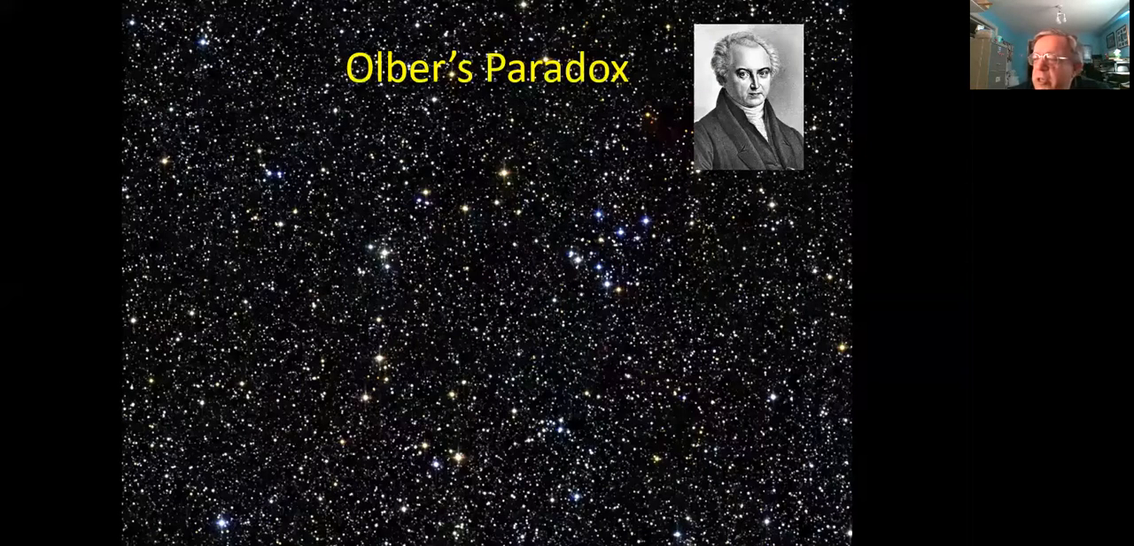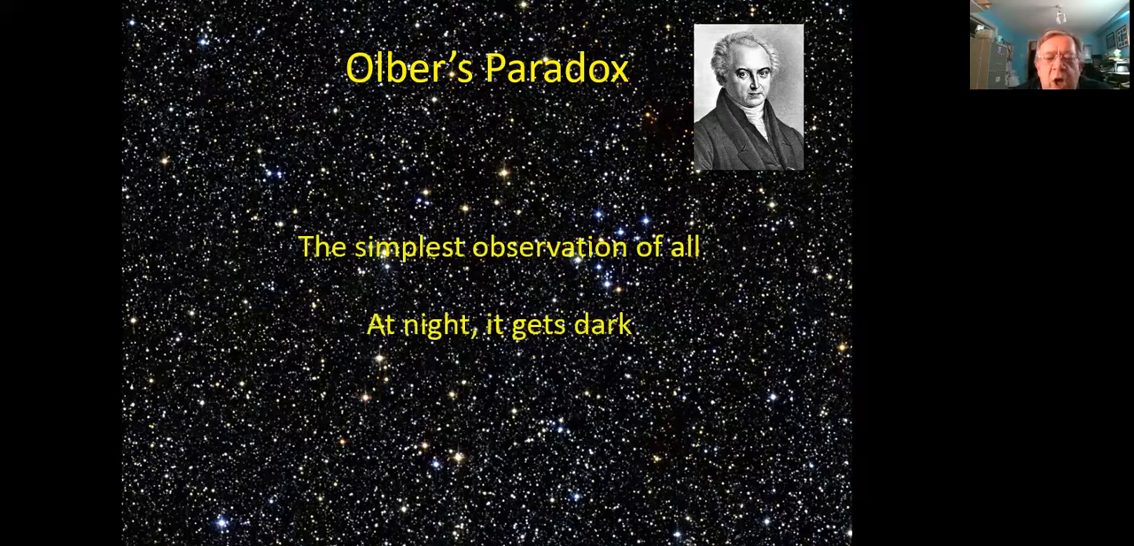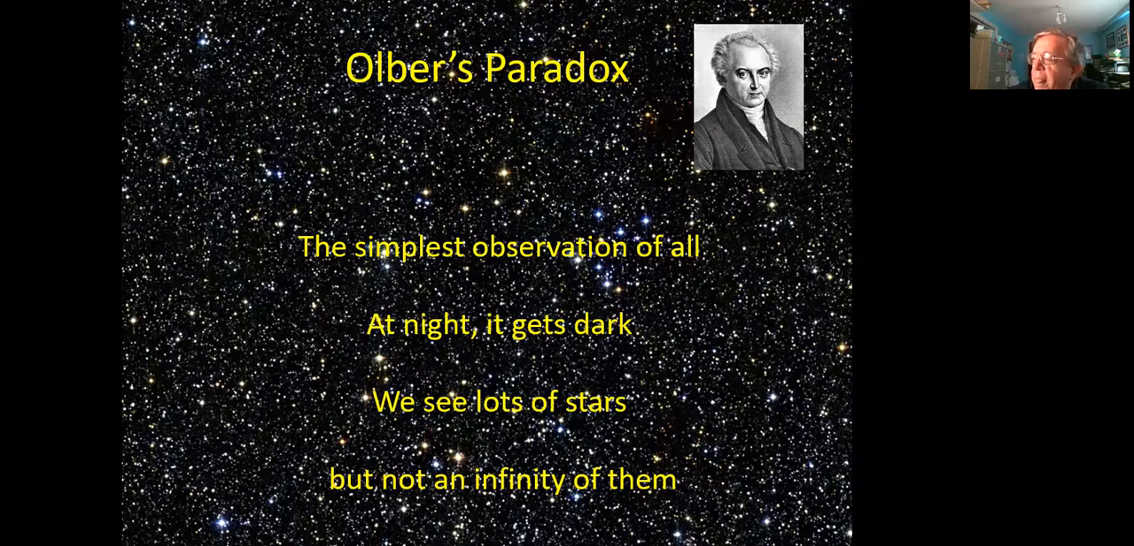Now, the first person to really have a go at this was Olbers, and he made perhaps the simplest observation of all time in astronomy, which is that at night it gets dark. We see lots of stars. Now, this may not sound particularly profound, but what he noted was there were not an infinite number of stars. There was a finite number of them with gaps between.